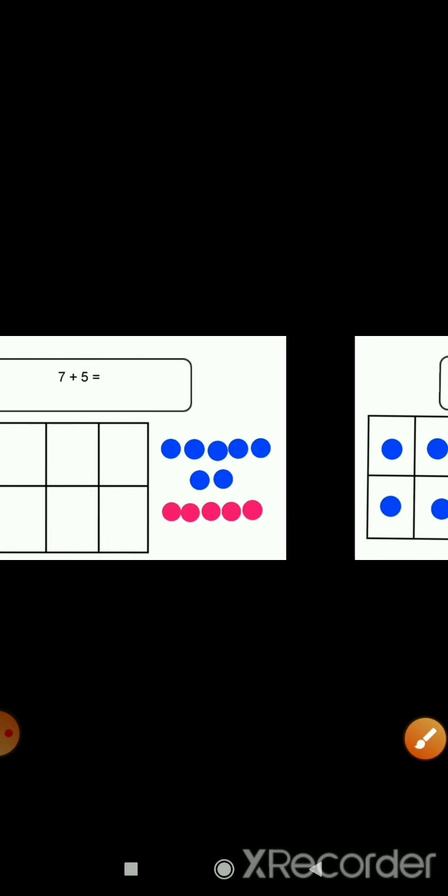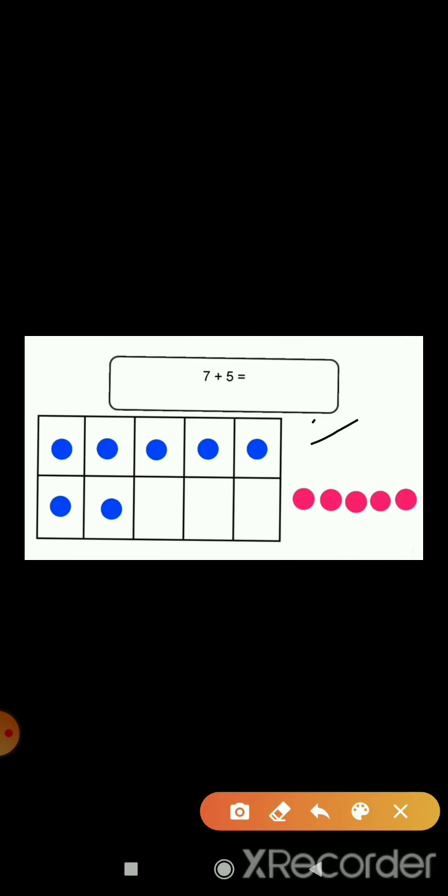Now you have to put these balls in the tens frame. Students, here you can put 10 balls. How many balls? 10 balls. So first you will put all the blue colored balls in the box like this. Can you see in the picture? All the blue colored balls are in the box of 10.